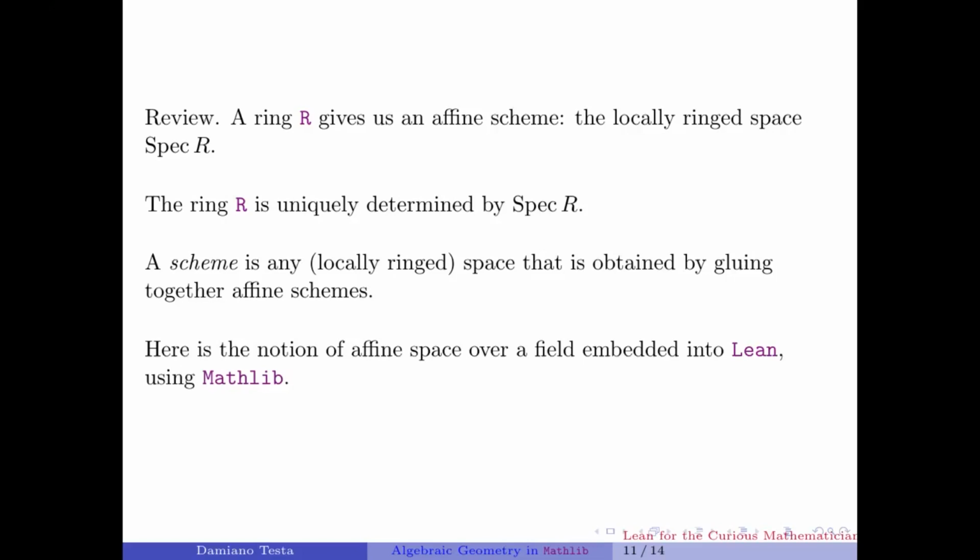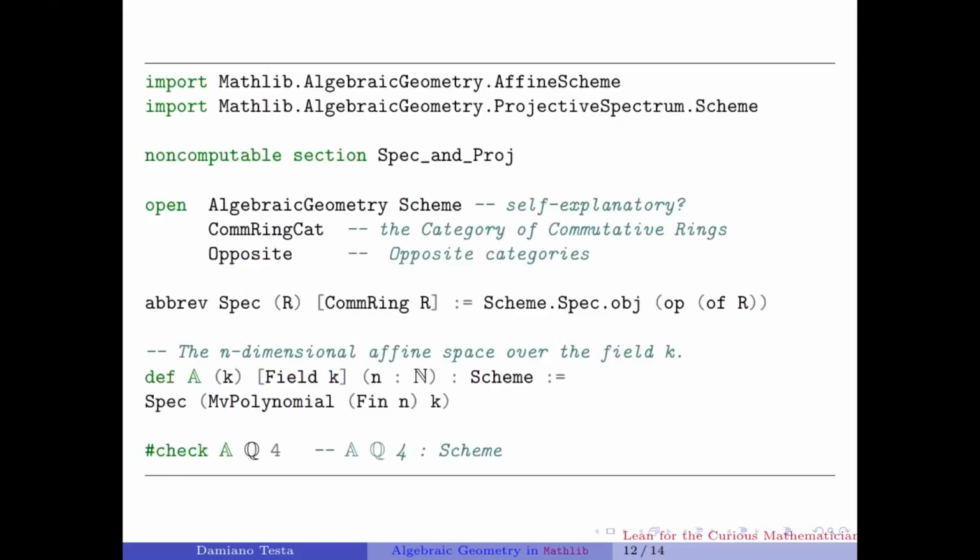And now I'm going to show you how affine space over a field, this is what's usually denoted by A^n, is embedded into Mathlib. So now I'm going to switch to the coding part and open a terminal. I think the next slides are just sort of the minted text. So I'm just going to switch over to the other side.